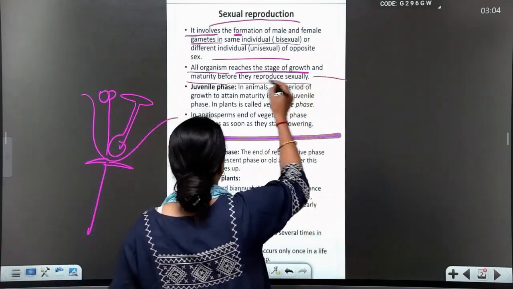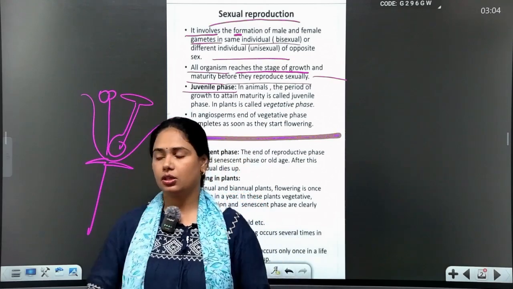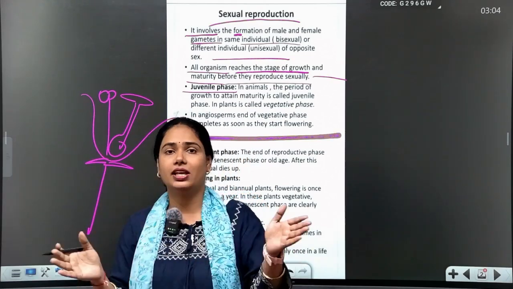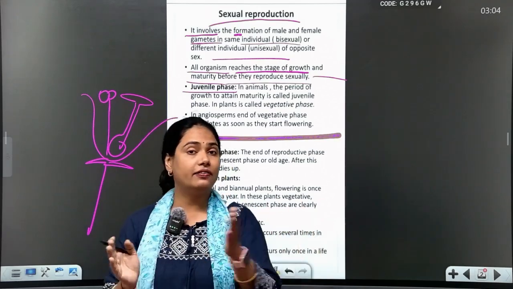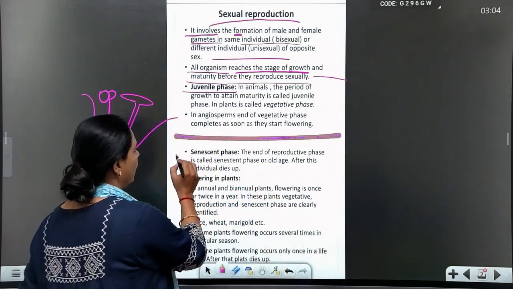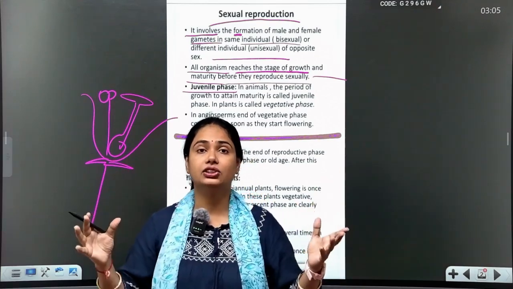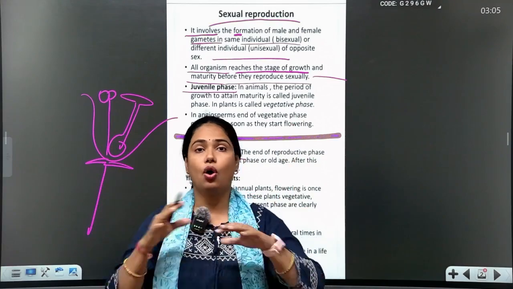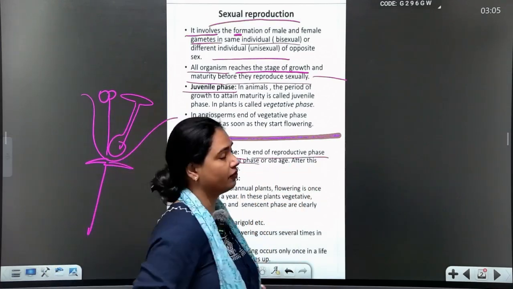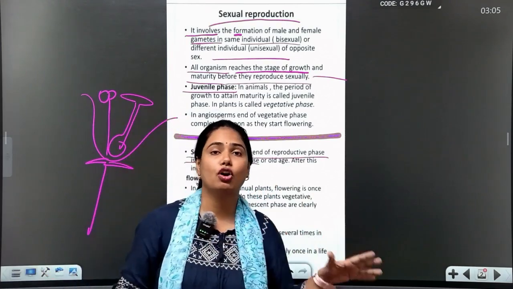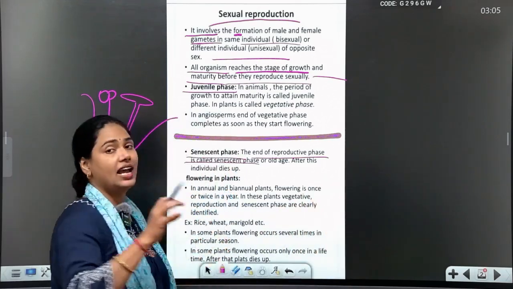Now, the juvenile phase, which I already told you, is the phase before maturity: when we are born and until maturity comes, that phase is known as the juvenile phase. And what is the senescence phase? Senescence means aging; we all have to get older at some point. The end of the reproductive phase is called the senescence phase or old age, in which there is no formation of gametes in the body.